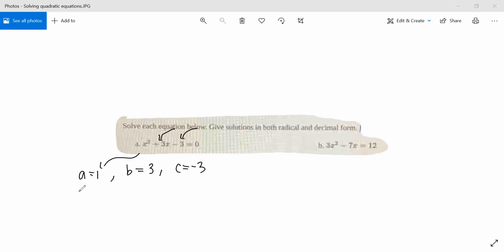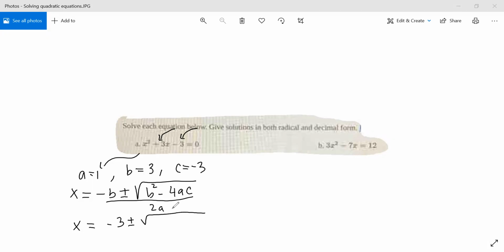So I'm just going to use the quadratic formula, which is, to remind you, negative b plus or minus the square root of b squared minus 4ac, divided by 2a. I'm going to take these three numbers and plug them into this formula. Negative b means the opposite of b, which is negative 3, and 3 squared minus 4 times a, which is 1, times c, which is negative 3, divided by 2.